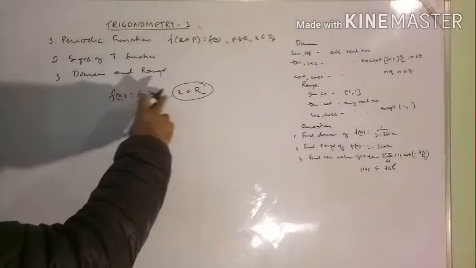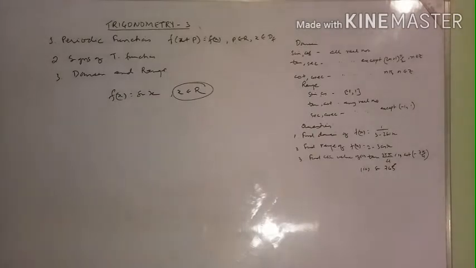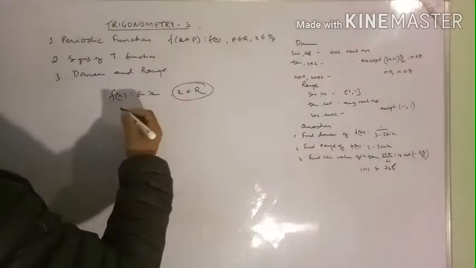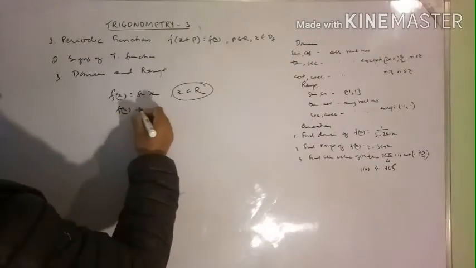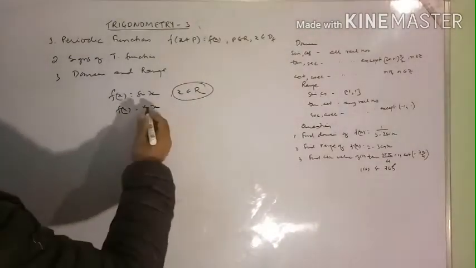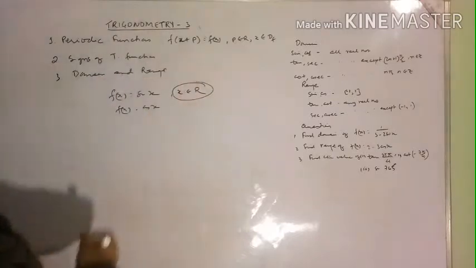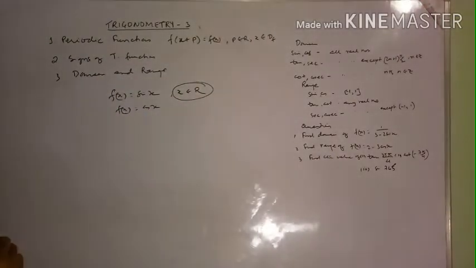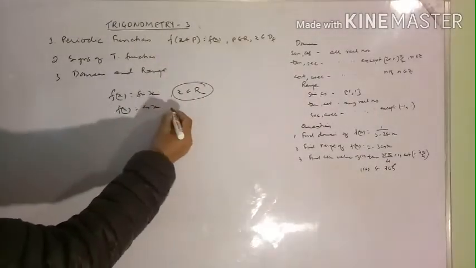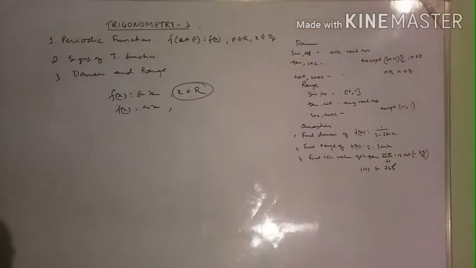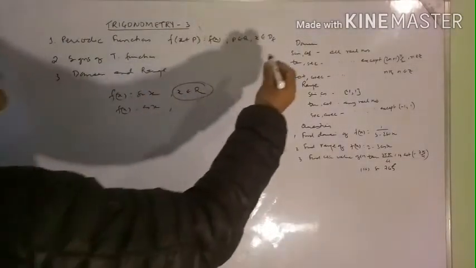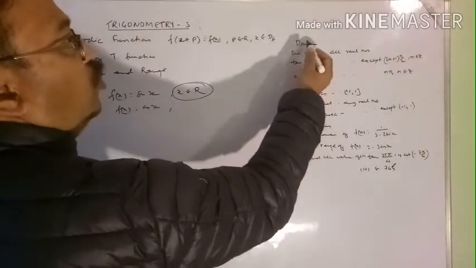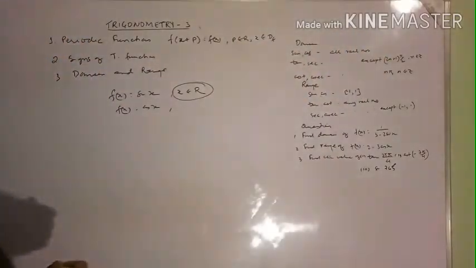So the domain of sine x is the real numbers. Cos also has the same thing. Suppose f of x equals cos x. Cos x is also defined for all values of x. X can be any real number, and f of x is always defined. It is never infinity. So for this also the domain is the real numbers. So for sine and cos, the domain is all real numbers.